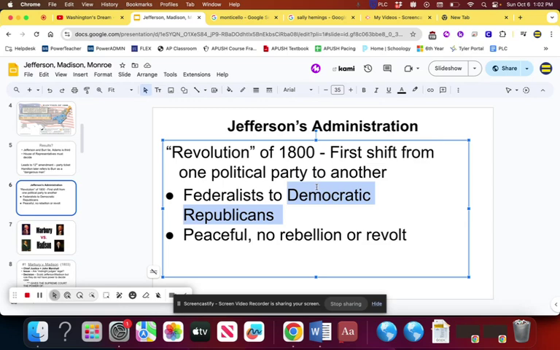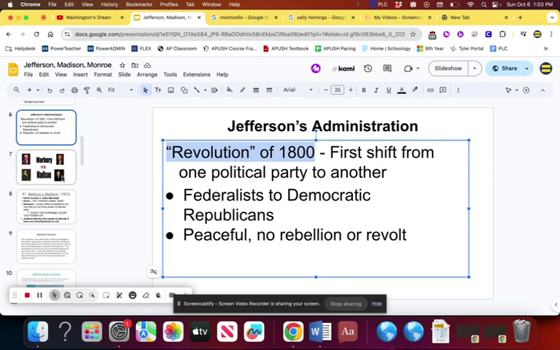Nobody got their head chopped off. That's actually kind of a big deal, because previously in most regimes around the world, for you to change power, somebody dies. A king dies and passes power to his son, or there's a revolution and the leader gets their head chopped off and now there's another leader. We had a peaceful transition of power. That's why it's called the Revolution of 1800. So you do need to know it. It's a pretty easy term to remember. It's our first shift from one political party to another, and it was peaceful.